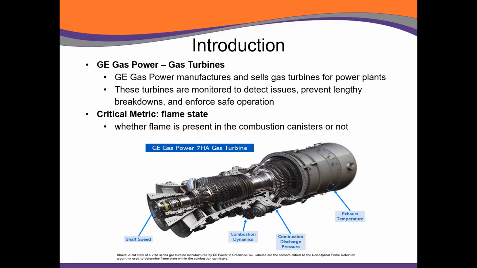As an introduction, GE Gas Power manufactures and sells gas turbines for use in power plants. These turbines are very large and very expensive to run and maintain. So naturally, they are constantly being monitored by a plethora of sensors to detect issues, prevent lengthy breakdowns, and enforce safe operation. One critical metric that is being monitored on the turbine is flame state. That is, whether or not flame is present in the combustion canisters.